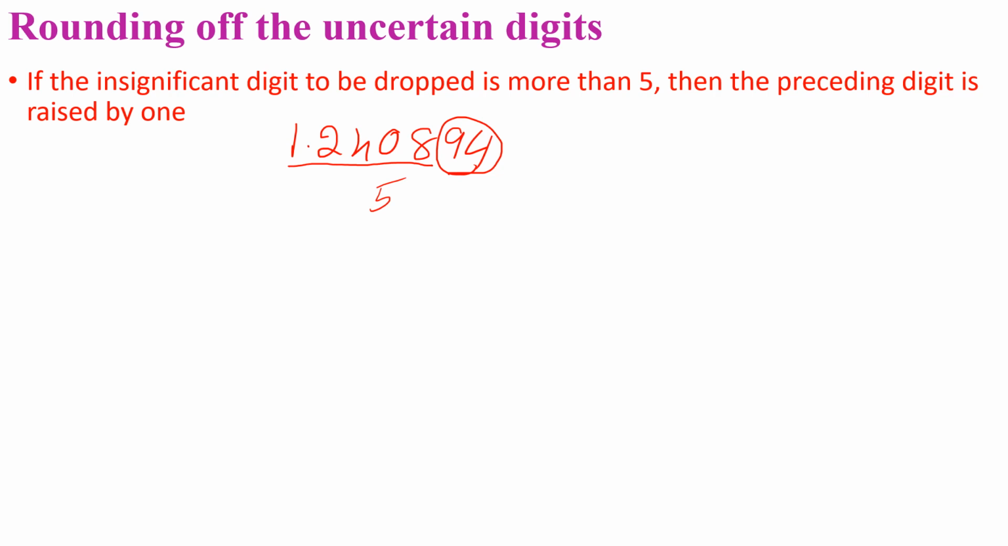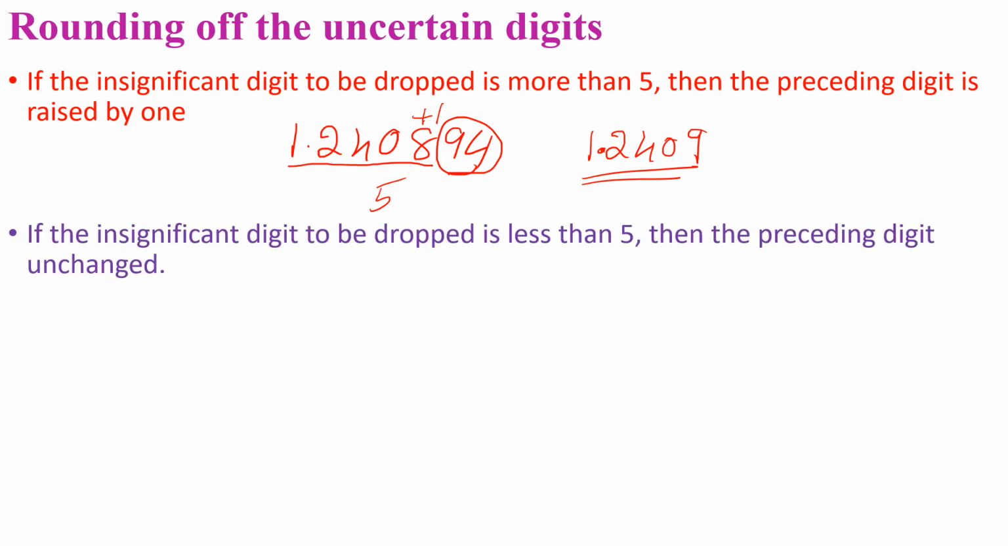In such a case, what should be done? Then the preceding digit has to be raised by 1. That means this 8 has to be made 8 plus 1, so I write 1.2409. That is the method of rounding off. I have rounded it off and removed the remaining digits. I made 8 into 9. Why? Because the next number, that is 9, is more than 5. If it is more than 5, then the preceding number is raised by 1.